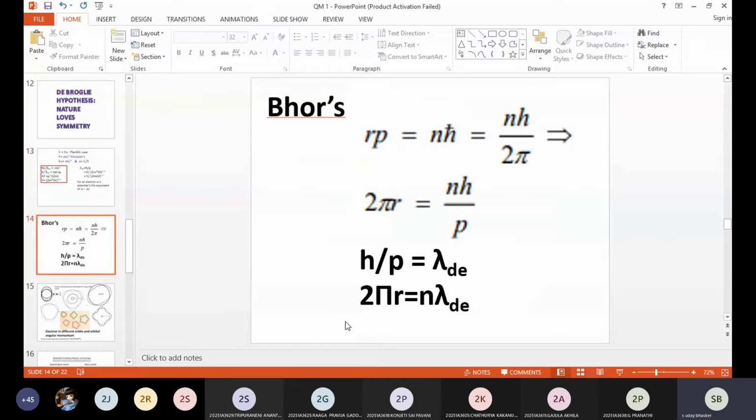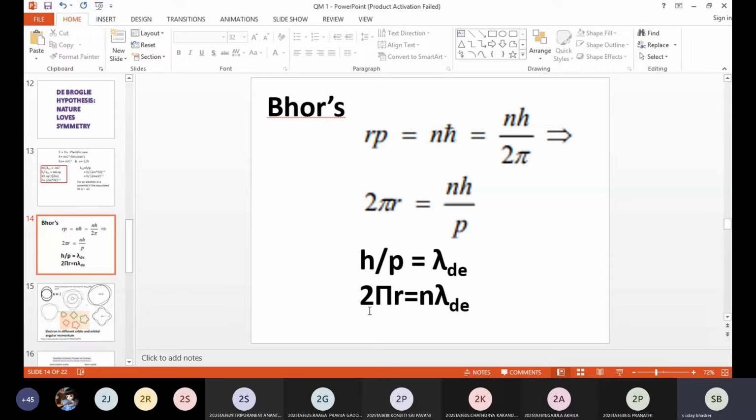Because h by p is lambda de Broglie, this 2 pi r is equal to n lambda de Broglie. Sir, what is this circumference doing here? This is Bohr's circle, where r is the Bohr's radius. This is the circumference on which the electron is supposed to be moving.